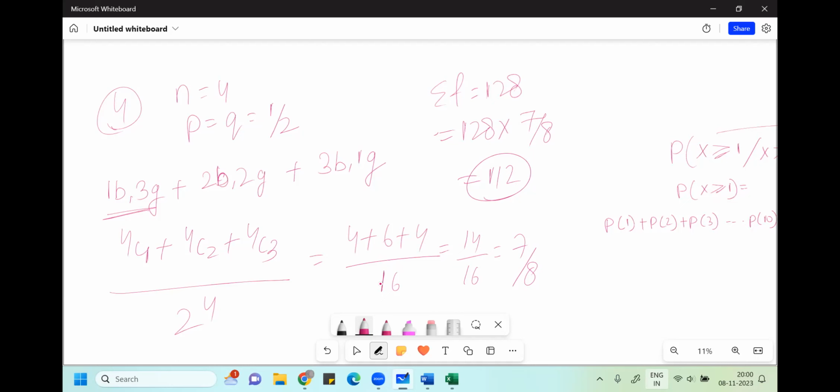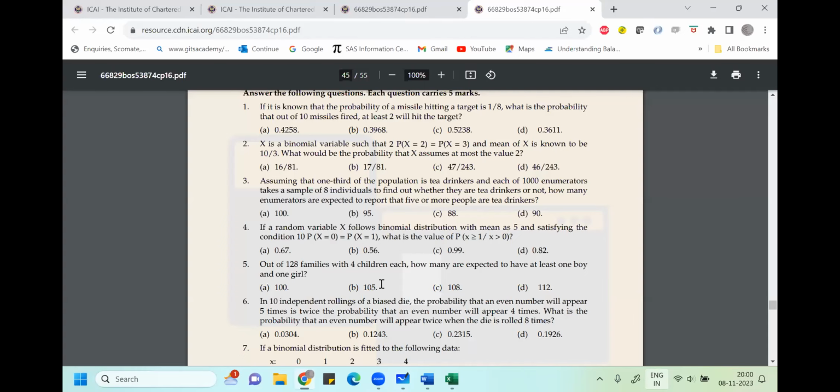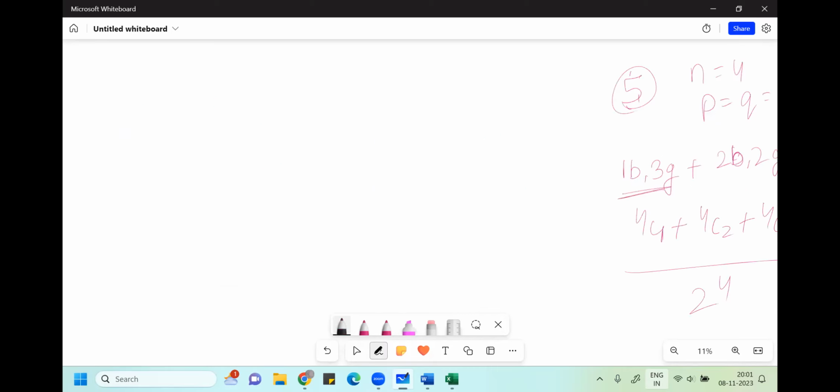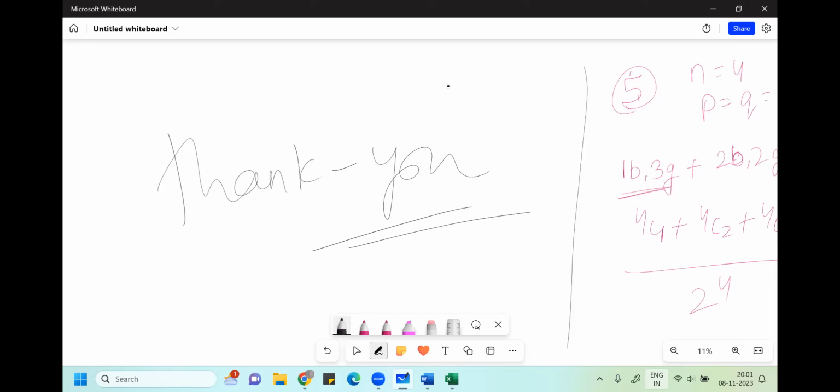Anyone, any doubt? So we have done the fifth question. We have done 8 questions of set B and 5 questions of set C, a total of 13 questions, plus a lot of solved examples and discussions. Anyone, any doubt, anything you want to ask me before I conclude today's session?